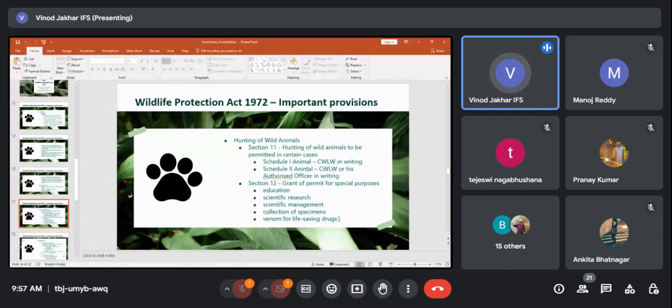Yes, this is the most significant section of this act, hunting of wild animals. So hunting, there are three sections. The first one is Section 9. It is a basic section which says that hunting is prohibited. Nothing else. So this makes hunting a crime. Hunting is prohibited under this act. And then there are two important sections which tell you a few cases where the animals can be captured and hunted. So the first one is Section 11, hunting of wild animals to be permitted in certain cases. So when can you hunt an animal?